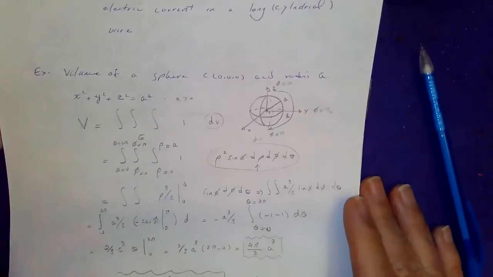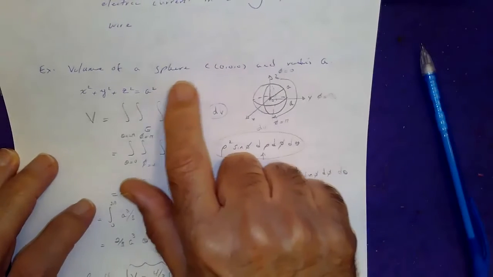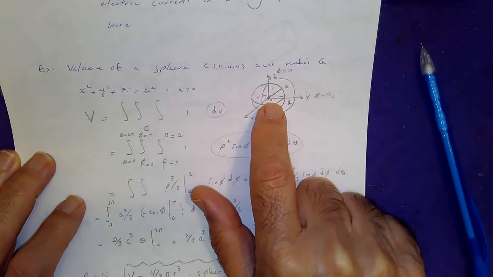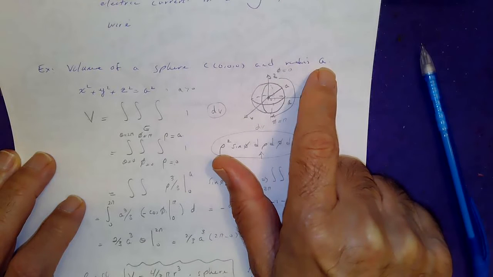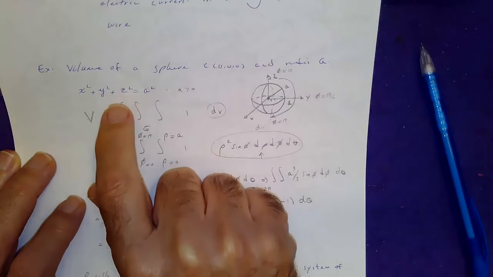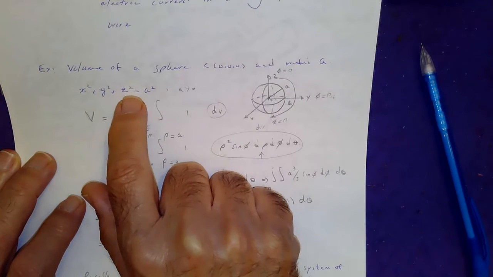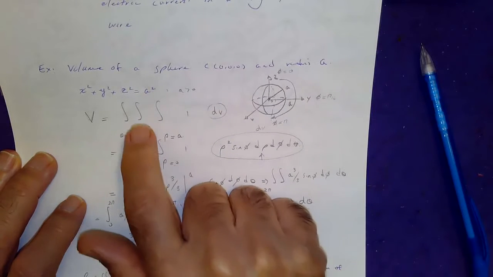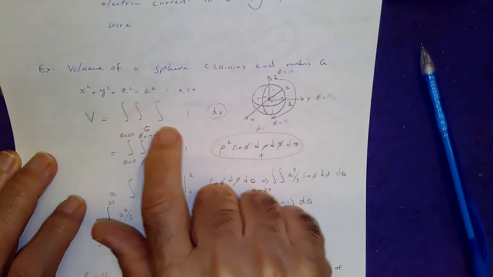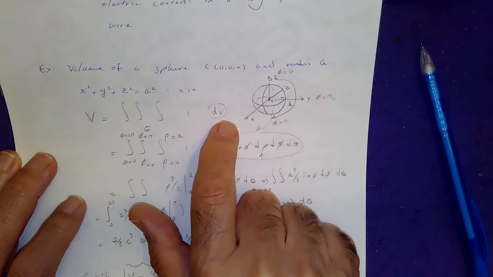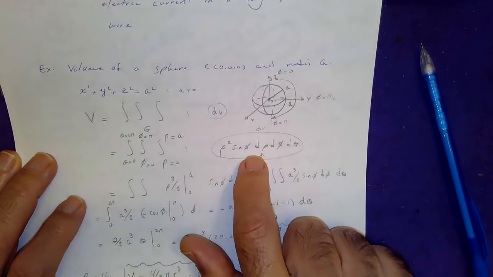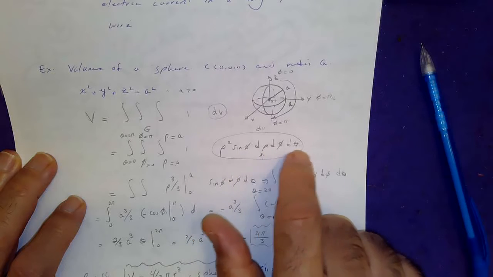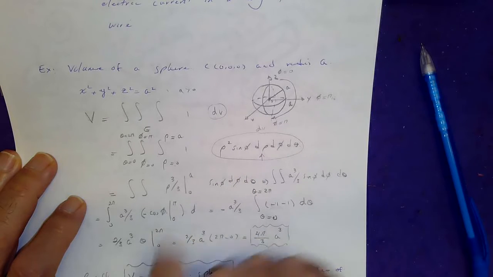As far as the spherical coordinates, let's see how you would find the volume of a sphere, which is centered at 0, 0, 0, and the radius is a. So therefore, the equation of the sphere is x squared plus y squared plus z squared is equal to a squared, and a is positive. Once again, in general, volume is what? Triple integral 1 dV, but the volume element in the spherical coordinates is rho squared sine phi d rho d phi d theta.